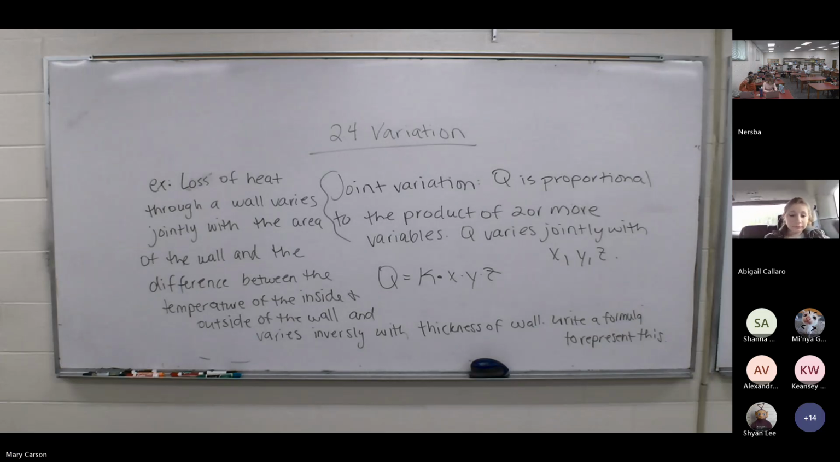So you're going to need a variable for the loss of heat through the wall, a variable for the area of the wall, for the difference between the temperature of the inside and outside of the wall, and for the thickness of the wall. And again, you don't want to use the same variable to represent different things. So see if you can come up with a formula. I didn't give you any numbers here, so all you're doing is writing that one formula.